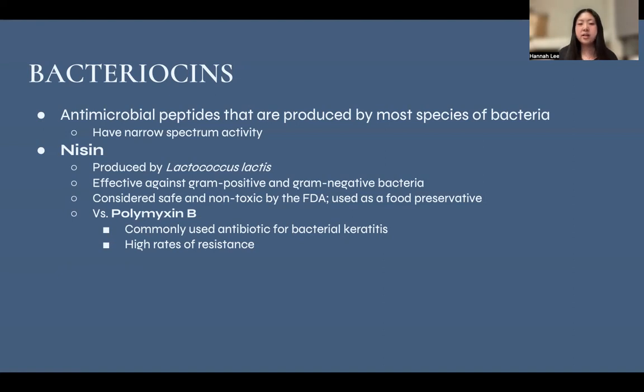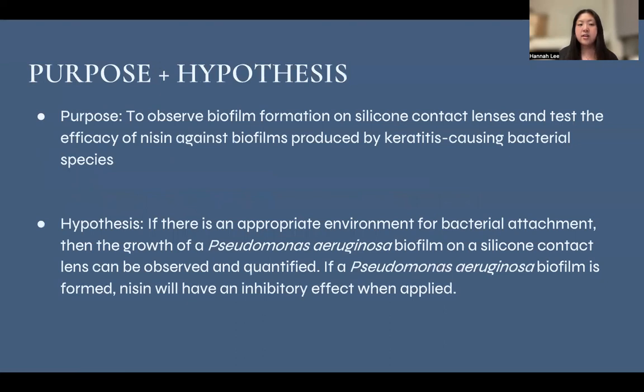In the team that I'm in, Team Nisin against keratitis, we compare nisin to polymyxin B, which is a commonly used antibiotic for bacterial keratitis. However, there have been high rates of resistance to polymyxin B, so there is a very high need for an alternative. The purpose of my research is to observe biofilm formation on silicone contact lenses and test the efficacy of nisin against these biofilms that cause keratitis.